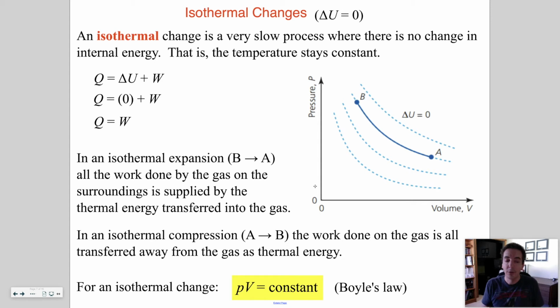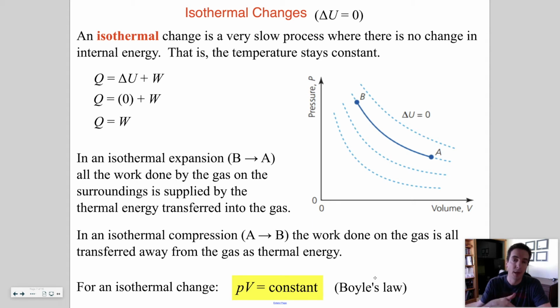In an isothermal compression, going from A to B, the volume goes down but the pressure goes up. The work done on the gas is all transferred away from the gas as thermal energy. Restating that: for an isothermal change, pressure times volume is a constant. That's just Boyle's law.